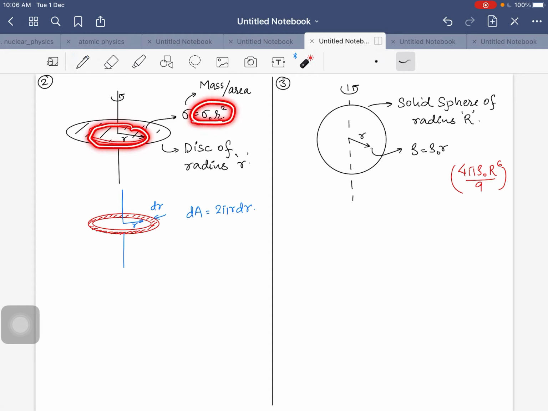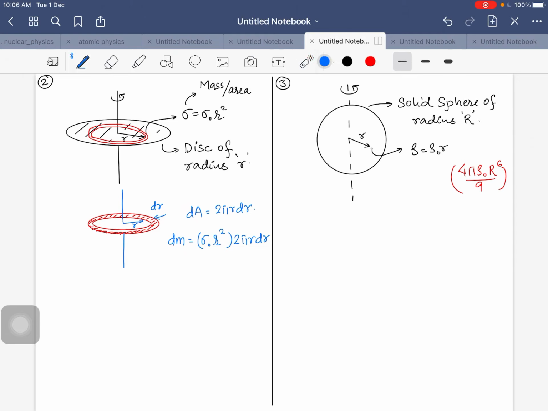Sigma naught into r square. Because all the points are at a distance r na, so this ring will have mass point area sigma naught into r square. So what will be the mass of this part? Dm if you write. So sigma naught into r square, it is mass point area into area, so 2 pi r dr. So this what we got, this dm is the mass of this ring and r is the radius.